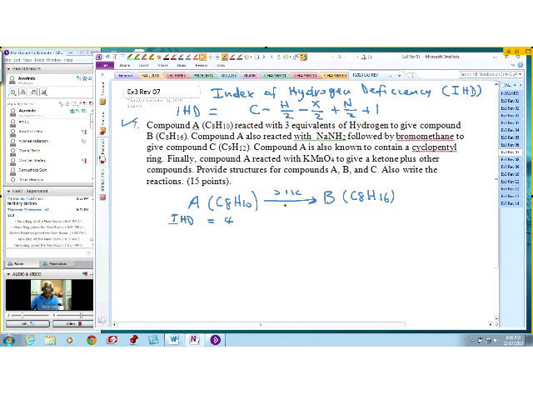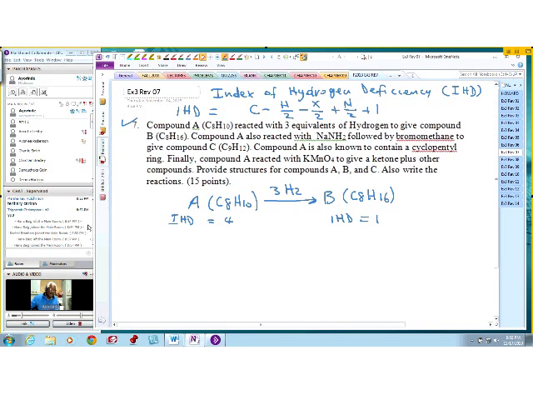Now the IHD for compound B equals 1. So what does that tell you about compound A? Because they've told us that they use 3 equivalents of hydrogen. That means all of the double bonds and triple bonds are gone. So what does that tell you about compound A?